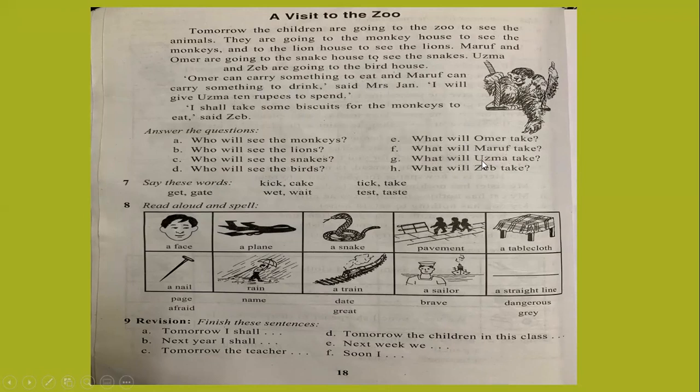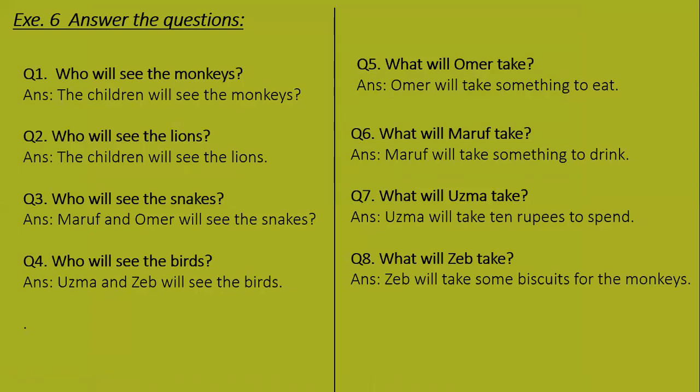What will Uzma take? Here, I will give is to spend. Uzma will take 10 rupees to spend. What will Zaid take? Zaid will take some biscuits for the monkeys. Keep this story in mind and then write the answers. Look here, I wrote it for you. First, you write by your own, then confirm the correct answer from this page.